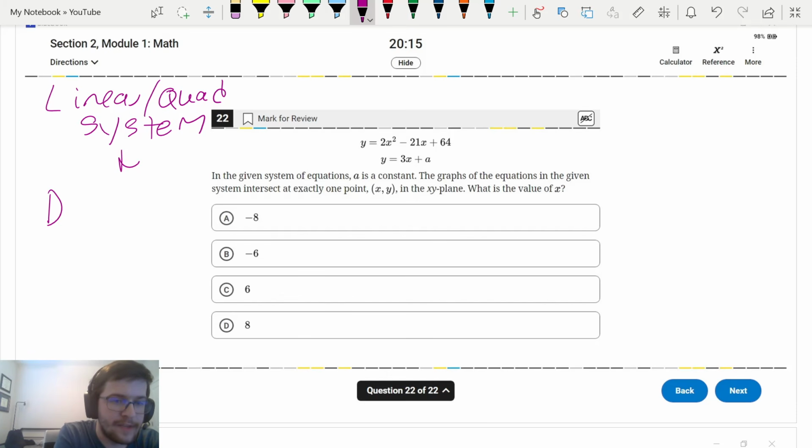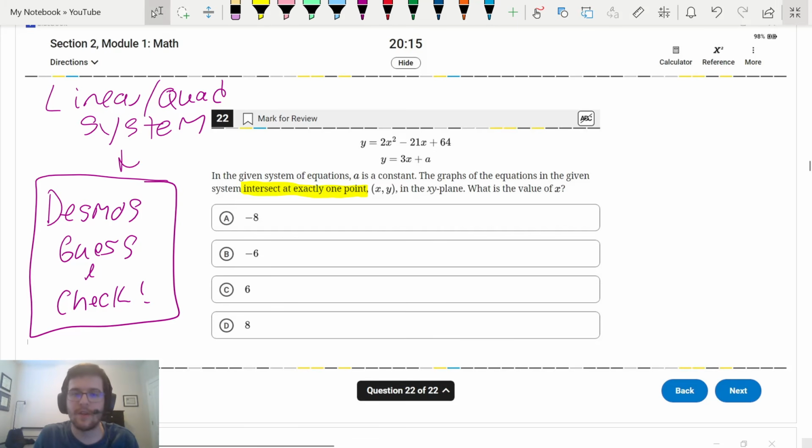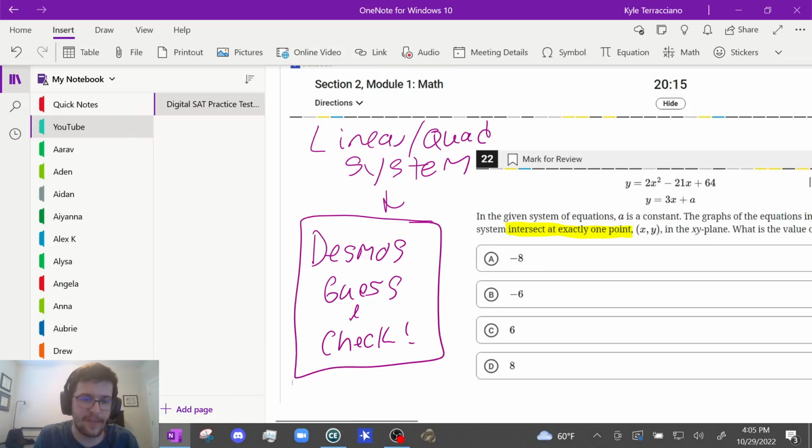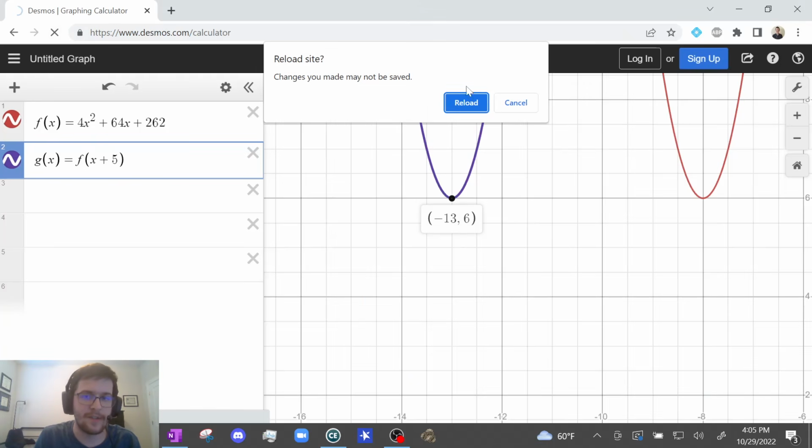But honestly, if you just use Desmos and guess and check, it's probably easier. So first of all, note that it says it has to intersect at exactly 1 point. That's really important. So Desmos and guess and check. That's what I would do for this one. Probably the fastest way. So let's go to Desmos, and then I'll show you how to do it by hand. Again, it's really not fun to do by hand, but just in case.